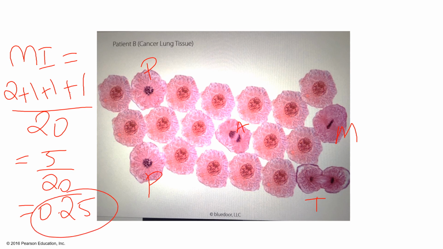Now, if you compare the mitotic index of this cancerous tissue with the normal lung tissue, we should expect that the mitotic index for the normal lung tissue should definitely be lower than 0.25.